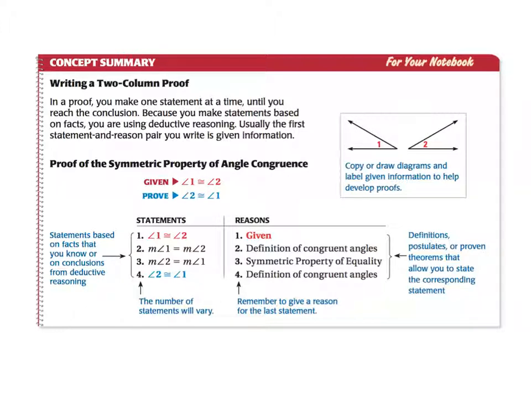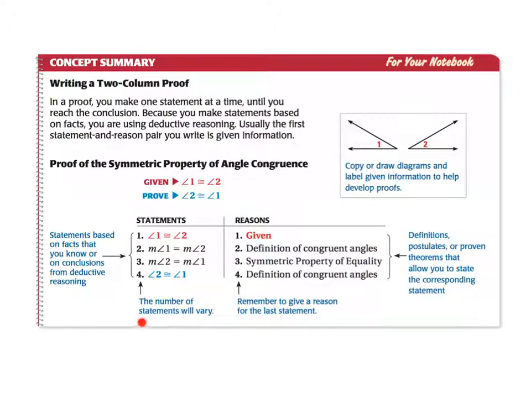You can see here they are given that angle 1 is congruent to angle 2, so this diagram right here, and you're supposed to prove that angle 2 is now congruent to angle 1. So you can see they set it up. Here's the left-hand column with the statements and the right-hand column with the reasons. We were given that angle 1 was congruent to angle 2, so that was the reason. So here are the statements on the left-hand side, the statements based on facts that you know or conclusions from the deductive reasoning that you were doing.